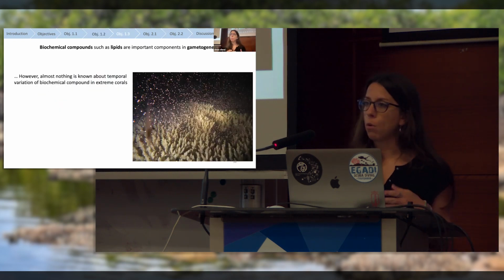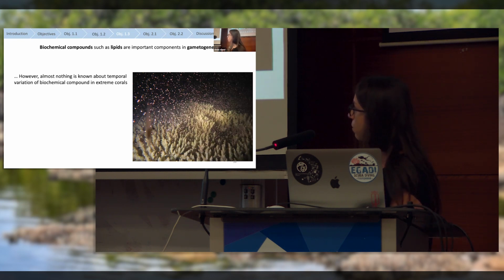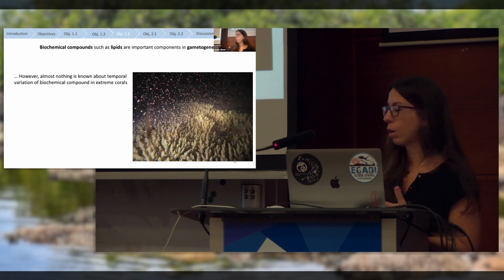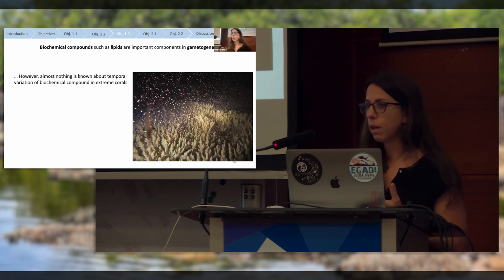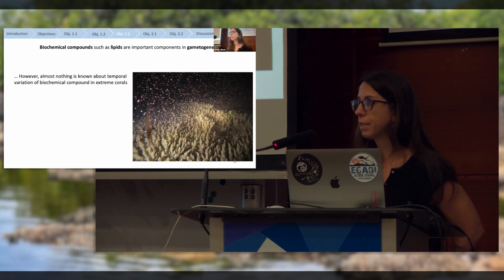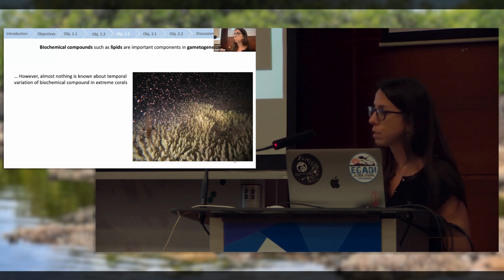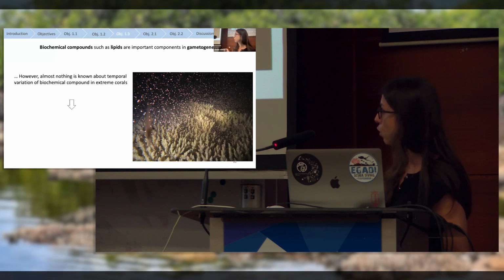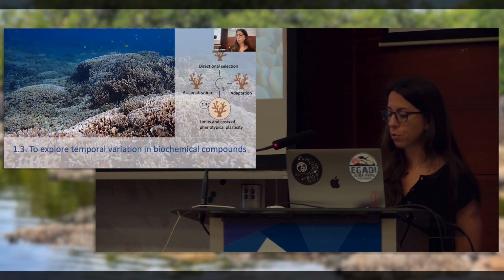So we just saw how biochemical compounds are quite interesting in Bourake corals, because we observed a high quantity of carbohydrates. Now I was interested in seeing how the other energetic reservoirs vary in time, because lipids are one of the components most represented in gametogenesis. So here comes my next objective, which was to explore temporal variation in biochemical compounds of extreme corals.